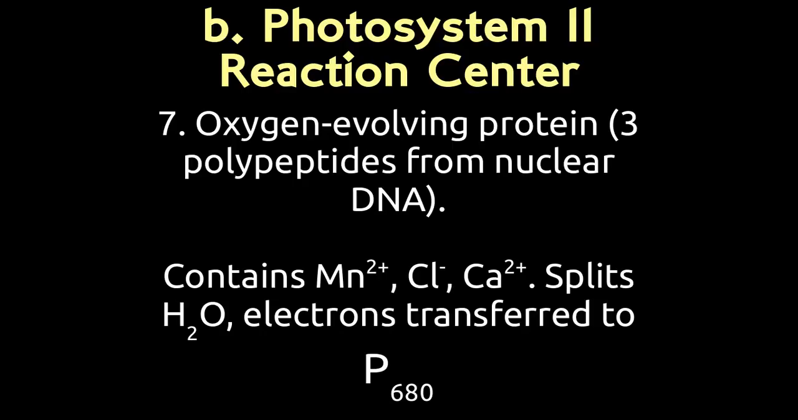So this contains manganese, chloride, calcium, and it splits water into oxygen plus protons. And it's going to transfer those electrons back to the P680 to replenish the electrons that we lost there. So the ultimate source of the electrons that we get is coming from water. It keeps replenishing the electrons that are coming from the P680 and reaction center complex. And then those get donated again, and it replaces from water. Does that make sense? Okay.